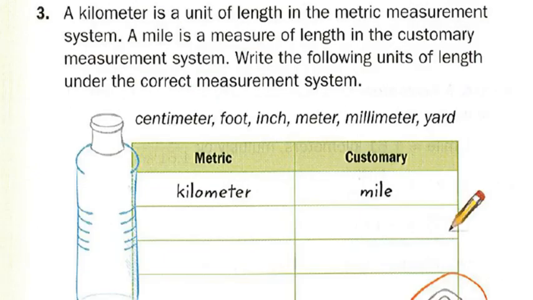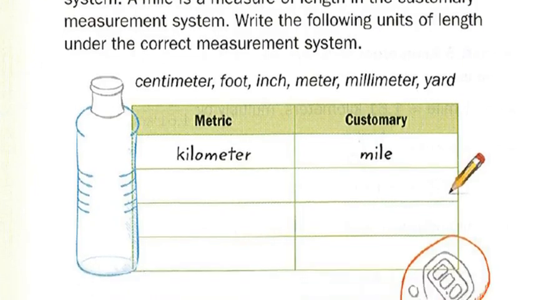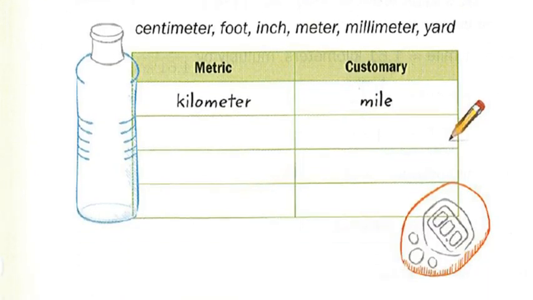A kilometer is a unit of length in the metric measurement system. A mile is a measure of length in the customary measurement system. Write the following units of length under the correct measurement system. So they've given us a handful of measurements: centimeter, foot, inch, meter, millimeter, and yard. We got to put them in the correct column. Which ones are metric units and which ones are customary units?